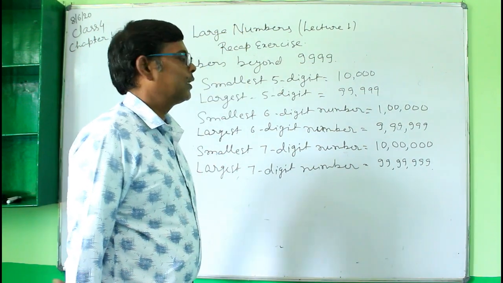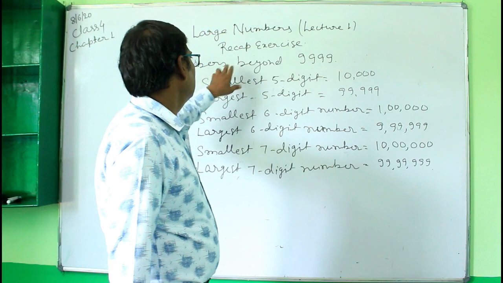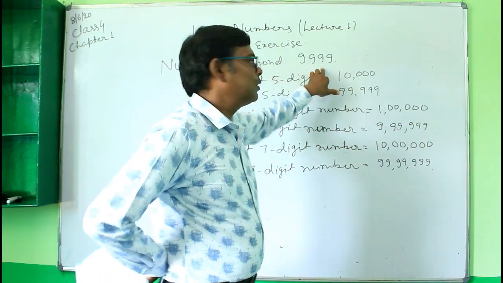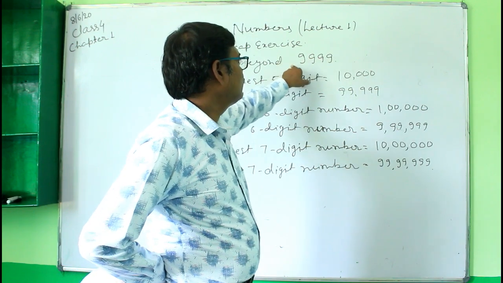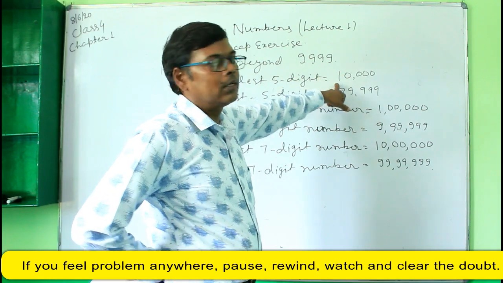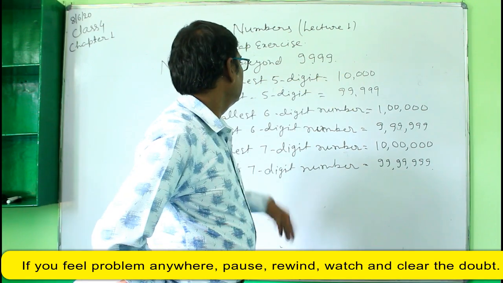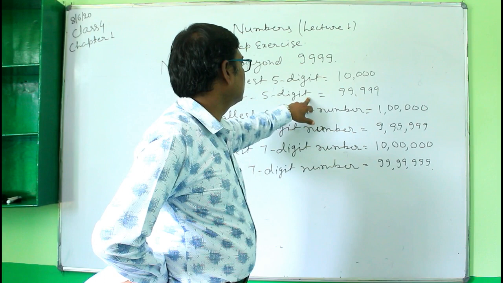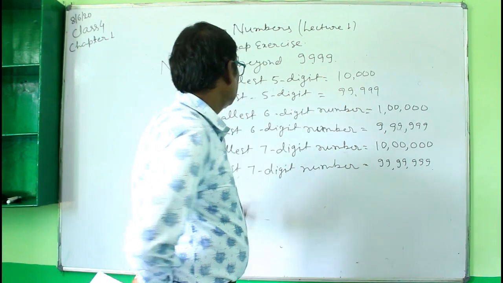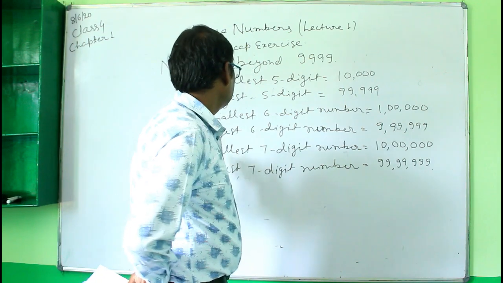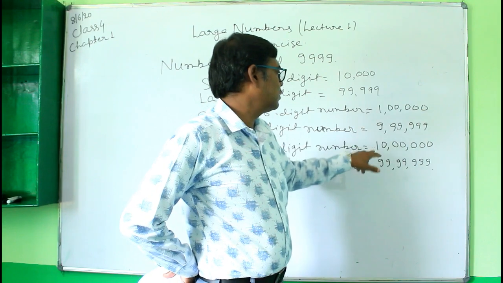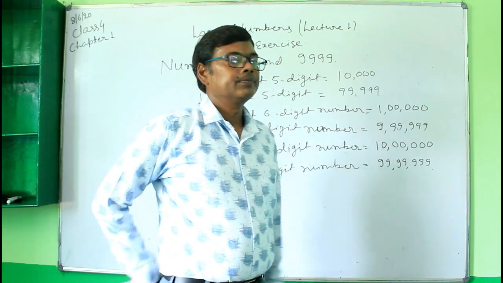Now see the interesting part of this: this is the largest 4 digit number, and if you add 1 to this number, you will get the smallest 5 digit number. And this is the largest 5 digit number, and if you add 1 to this, then you will get the smallest 6 digit number. And again, if you add 1 to the largest 6 digit number, you will get the smallest 7 digit number, and so on.